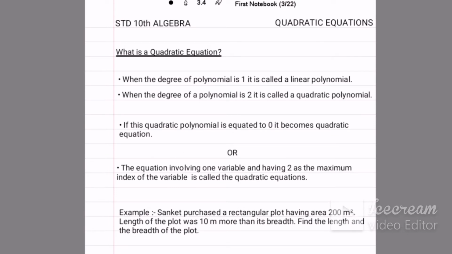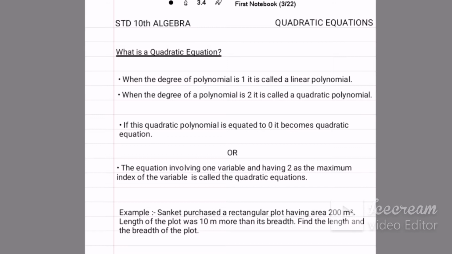Now, before moving to its solutions and its general form, we need to know what is a quadratic equation, right? In the first chapter of algebra, that is linear equations in two variables, we saw that linear equation is generally an equation which has a degree 1. The variables in that equation have a degree 1, but that equation which we learned was a two variable equation, right?